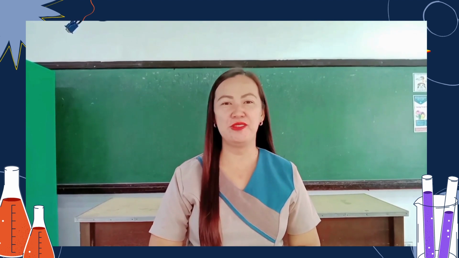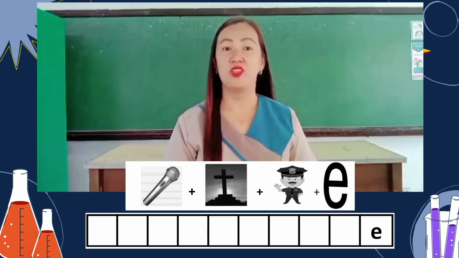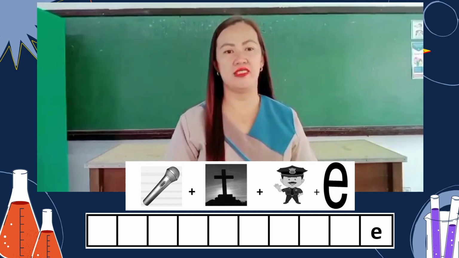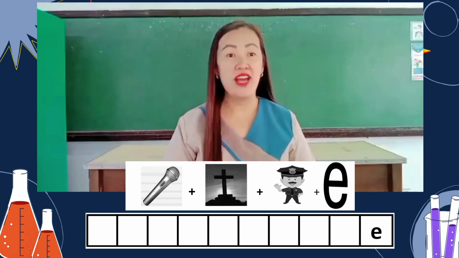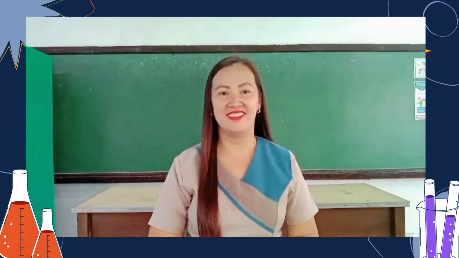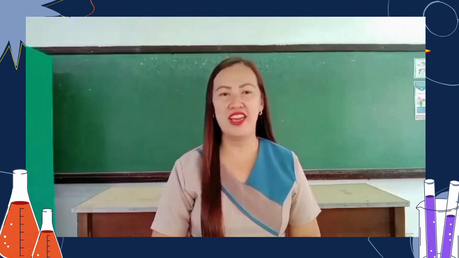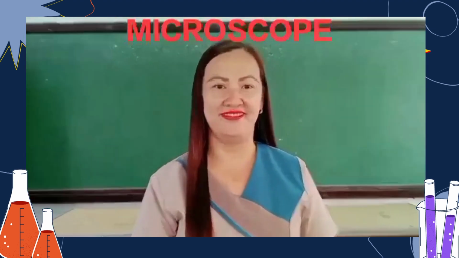To start with our lesson for today, I will show you a picture. This is the picture puzzle with clues. Complete the missing word in the box using the picture as a guide. One letter is already provided as a clue. Do you know the answer, class? Yes, you got it right! Congratulations! The missing word is microscope.